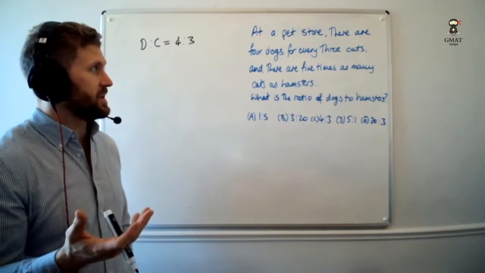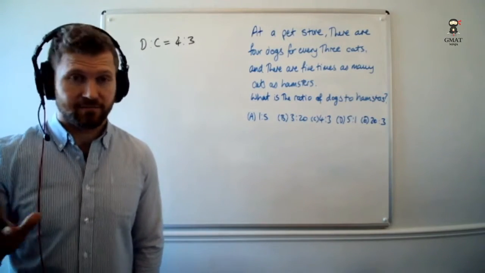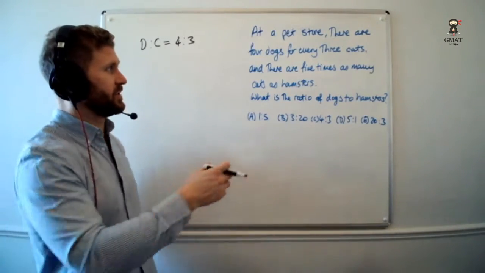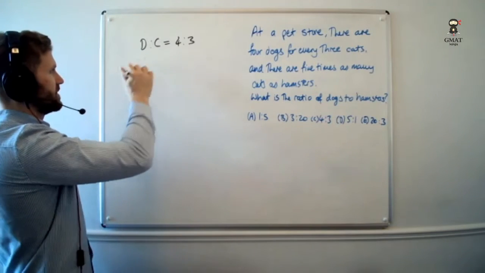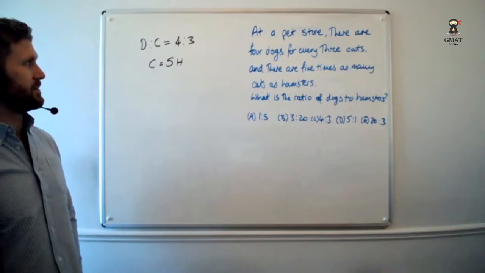If you can jump straight from there are 5 times as many cats as hamsters into a ratio, fantastic, go for it. If you can't, it might be easier to turn that into an equation first. As it said, there are 5 times as many cats as hamsters. So we could turn that into the equation cats equals 5 times the hamsters.